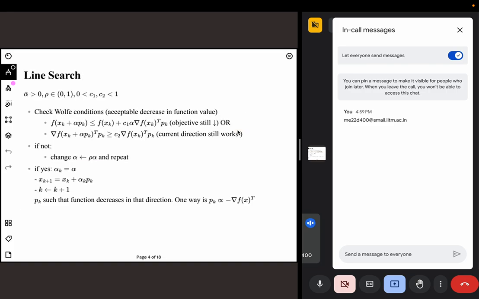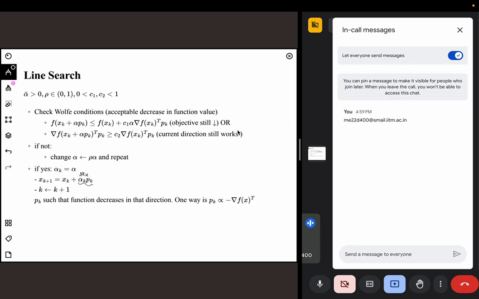Now we discuss some algorithms. The first one is the line search method. Line search is a very simple one. You start with some iterate x naught, and then you keep iterating such that xk plus 1 is xk plus some alpha k times pk. So this is my step delta x.